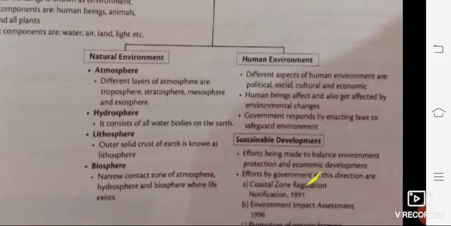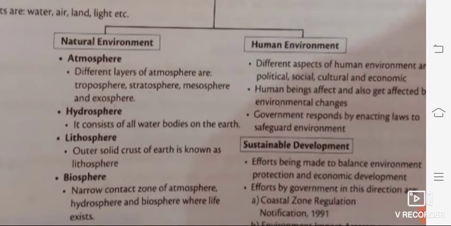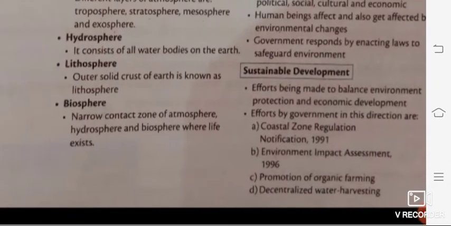See, here in human environment, the different aspects are political, social, cultural and economic. Human beings affect and also get affected by environmental changes. Government responds by enacting laws to safeguard the environment. Now we will see the last point of this lesson, that is sustainable development.